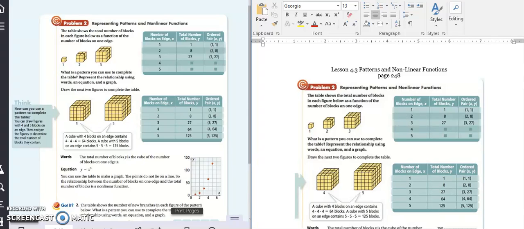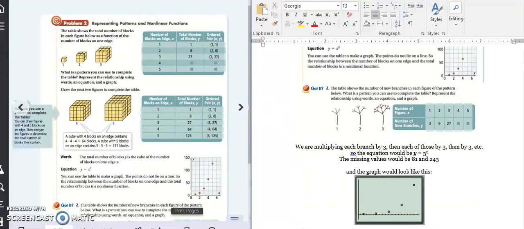Okay, this is Algebra 1, Part 1, Lesson 4.3, Patterns and Nonlinear Functions, page 248, Problem 2, representing patterns and nonlinear functions. Basically that means putting them into a chart, table, or graph, even if it's not a line. So over here, for example, if you have one block on the edge, how many total blocks are there? Well, there's only one because you've only got one right there.